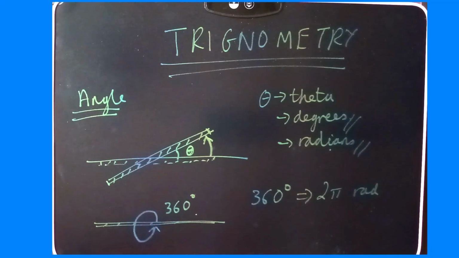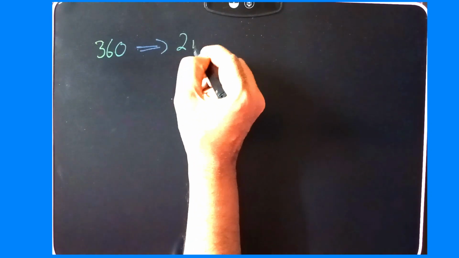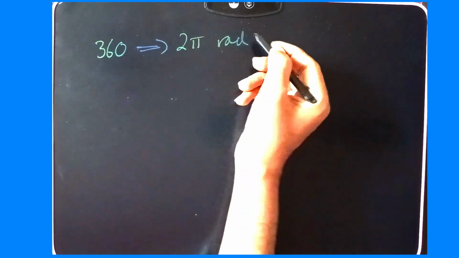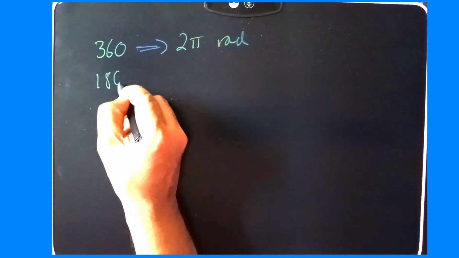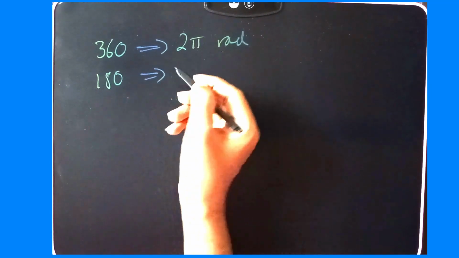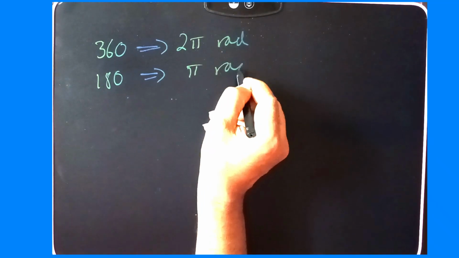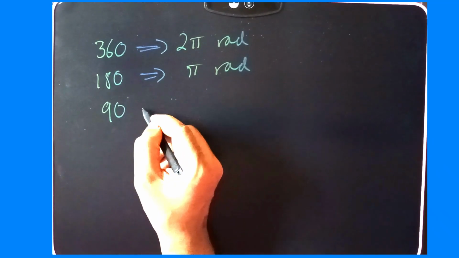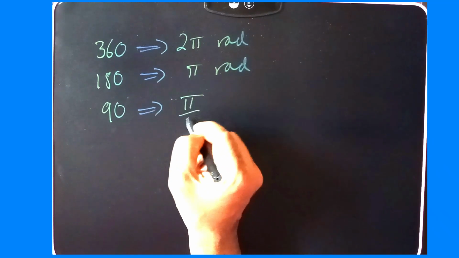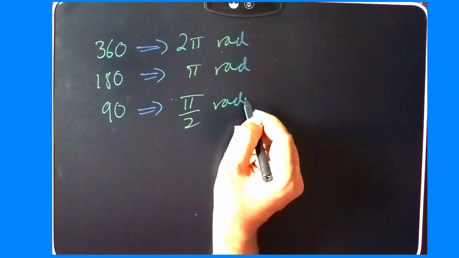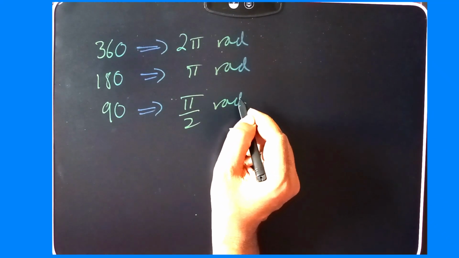So what we have seen, 360 degrees is equivalent to 2 pi radian. 180 will be equivalent to pi radian. 90 degrees movement will be equivalent to pi by 2 radian, right?